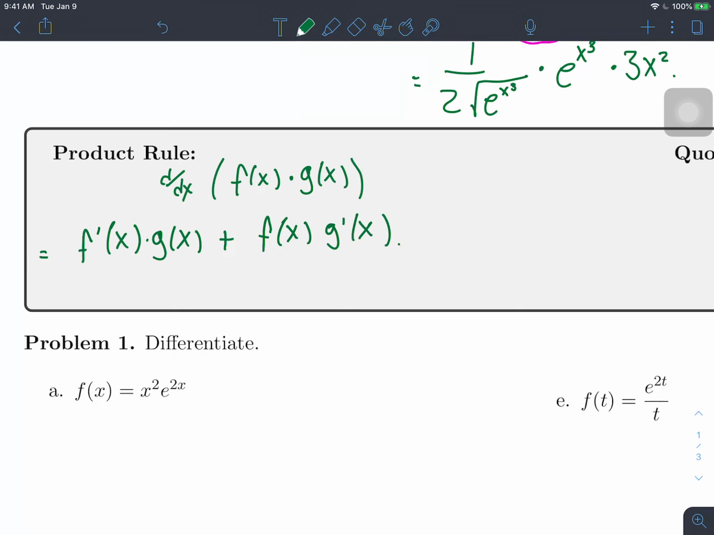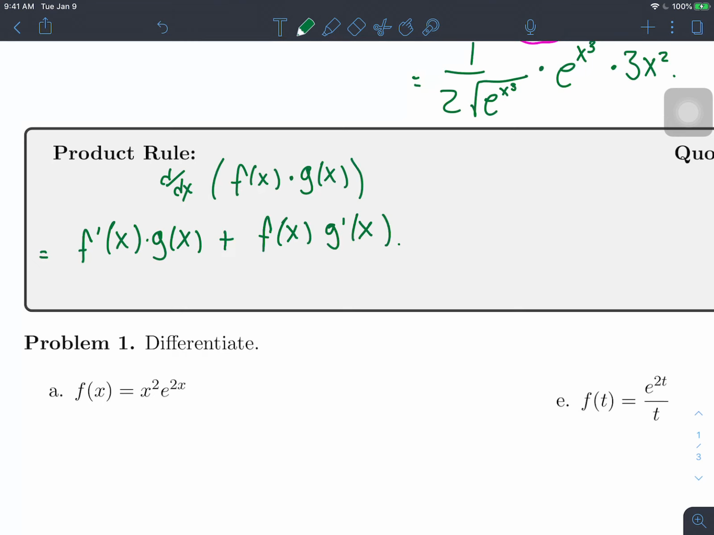Okay, so this is quite a bit different than what you might expect after learning the sum rule. And this is going to be another one of those formulas that you're going to need to commit to memory. Here's a couple ways of remembering it. You can try to memorize this formula: it goes f prime g plus fg prime.